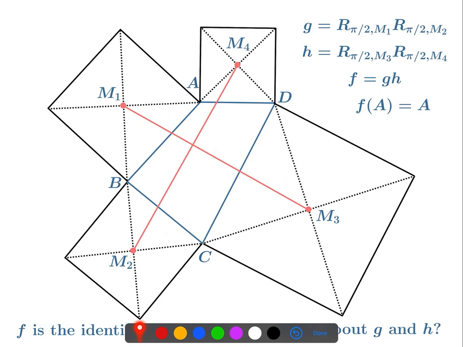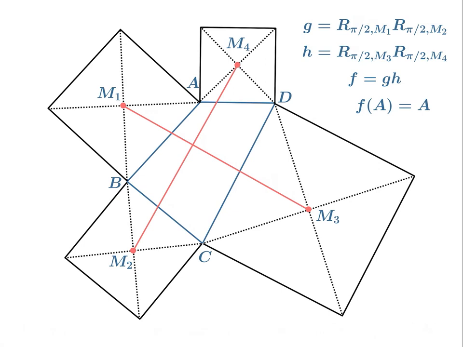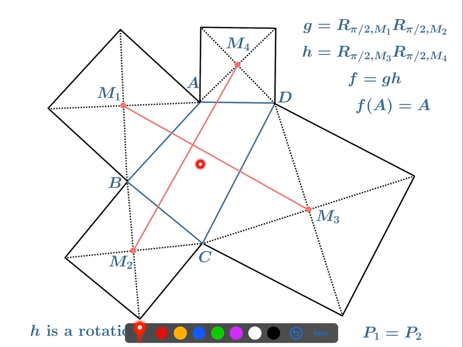So both of these are then again rotations about some point by pi. And these P1s and P2s are actually equal. And again, they're really just the midpoint of the line segment going from A to C, so right there.